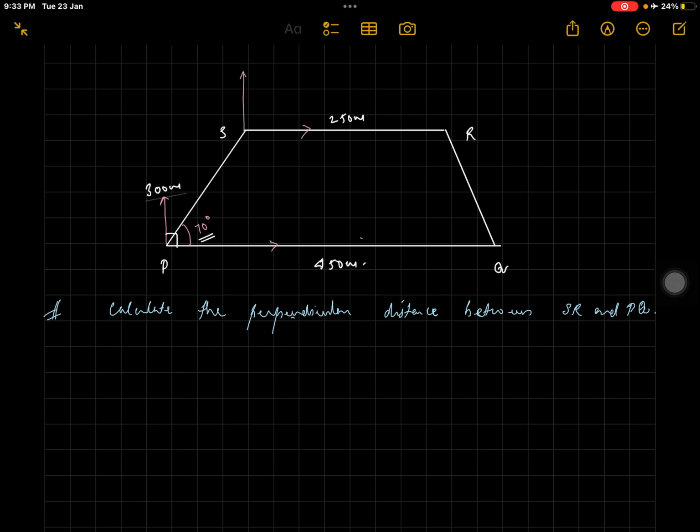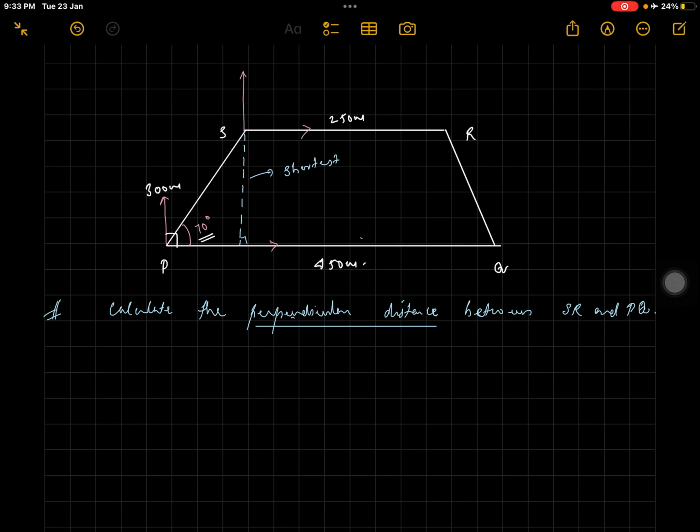Now, what does this word perpendicular distance mean? The word perpendicular distance simply means that, SR and PQ being parallel, as I have already mentioned in the last video, this distance that I'm marking must be the shortest distance. Shortest distance, that's what it really means when you say the perpendicular distance. You must put this understanding, and there will be a lot of questions based on bearings which use this term particularly.